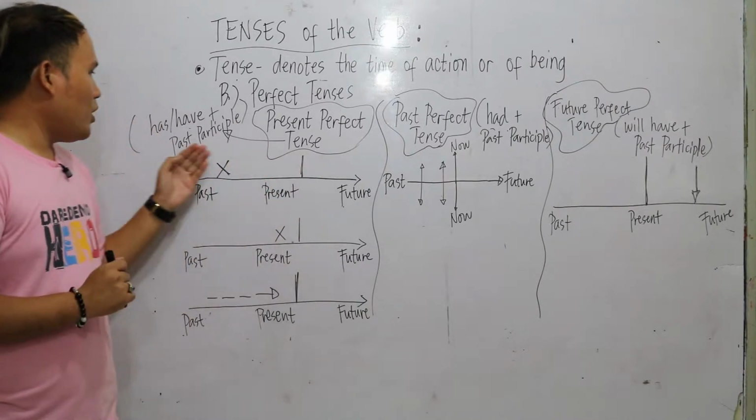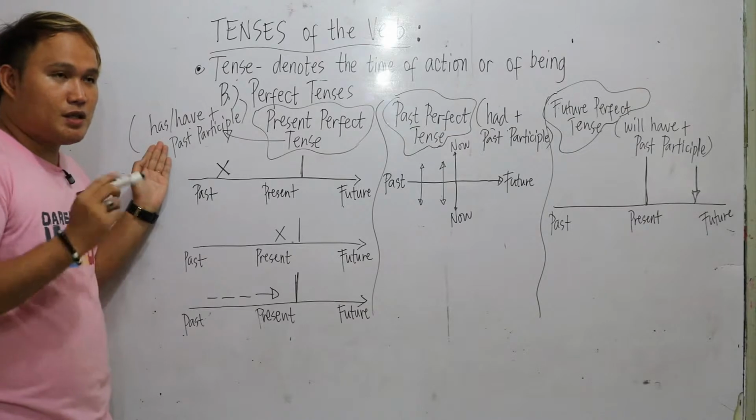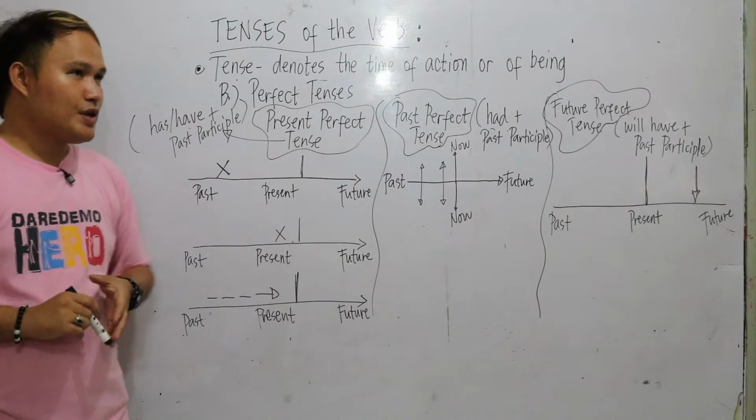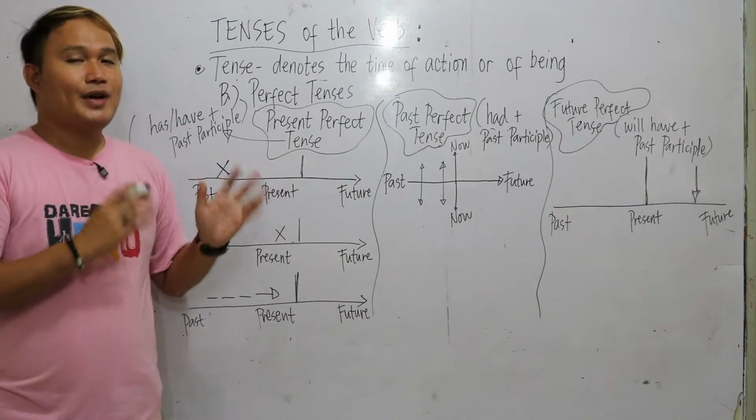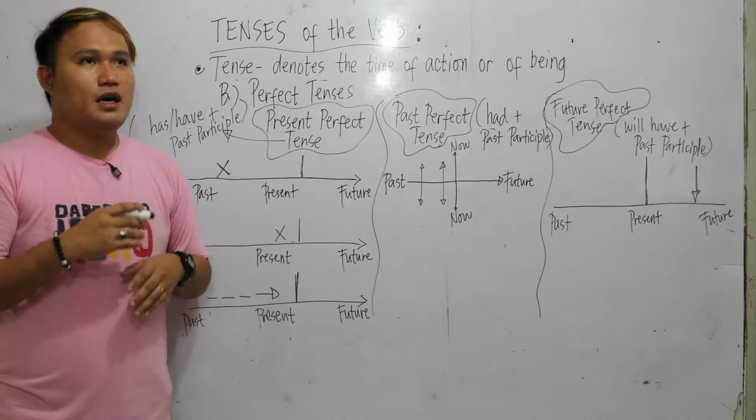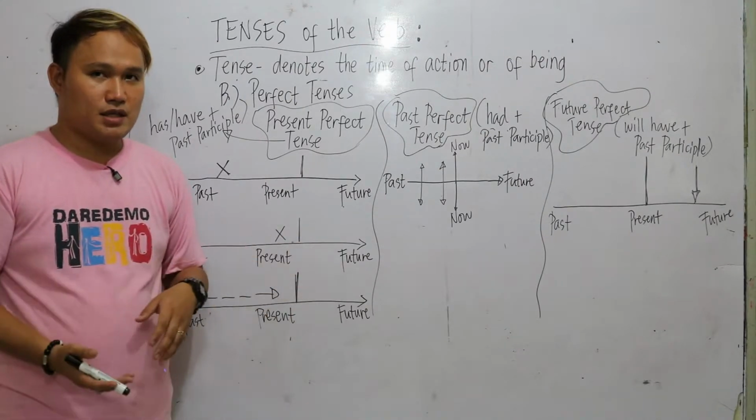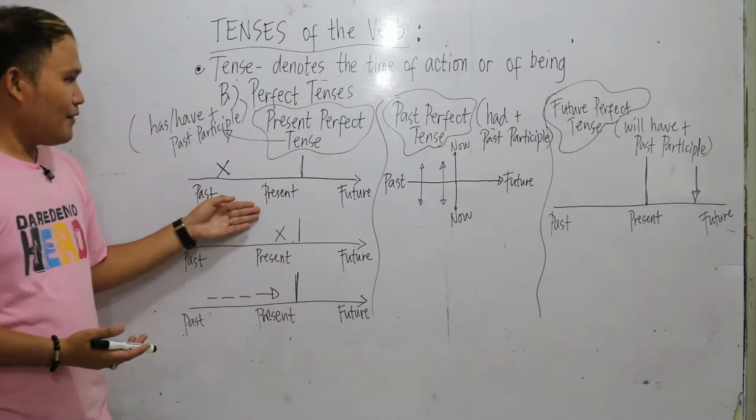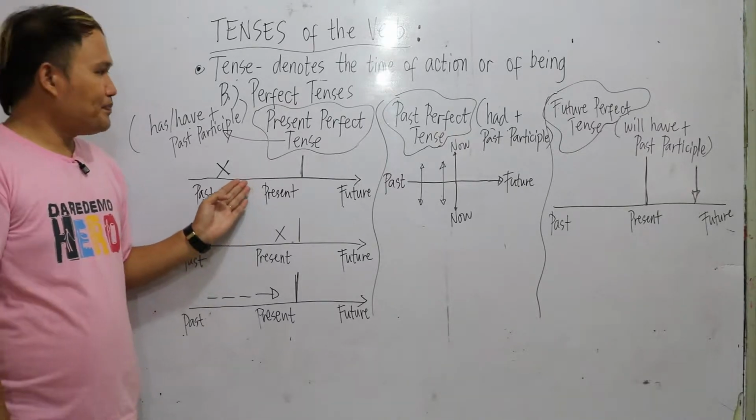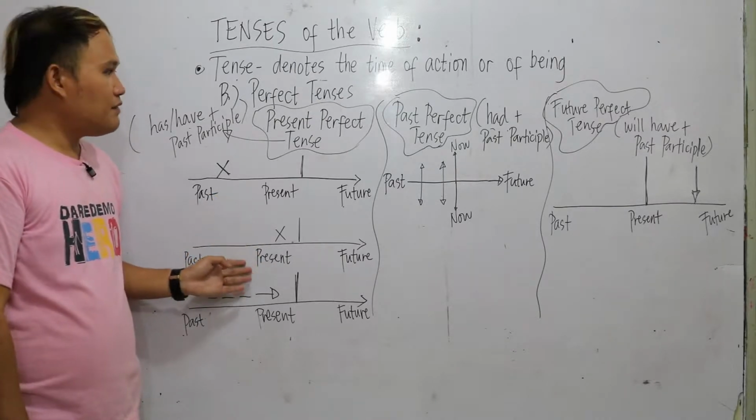Always remember, for present perfect tense, the formula is has if the subject is singular, and you have to use have if the subject is plural. Has or have plus the past participle form of the verb. For example, has taken, have taken, or has bought or have bought. So we do have here three diagrams for present perfect tense, referring to different uses of present perfect tense.